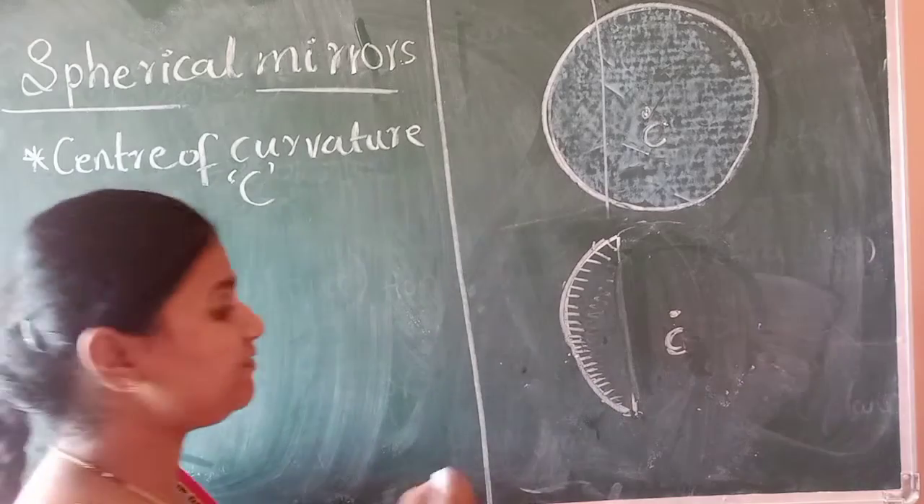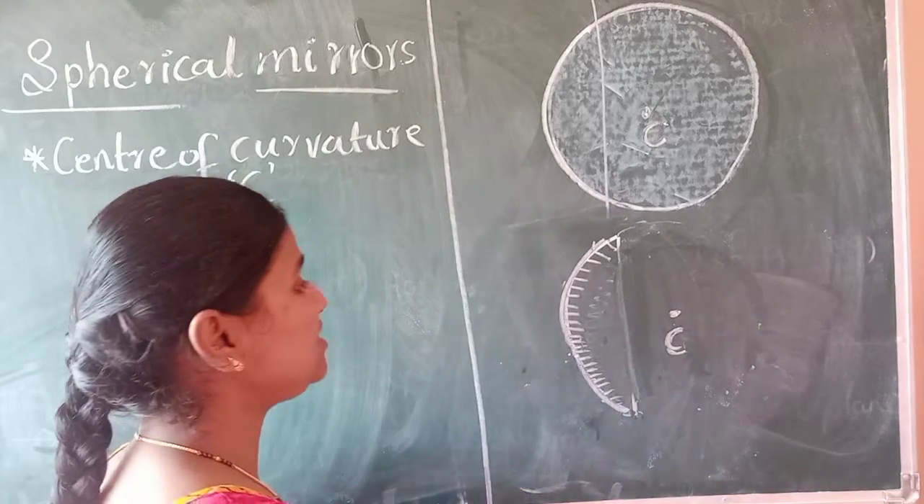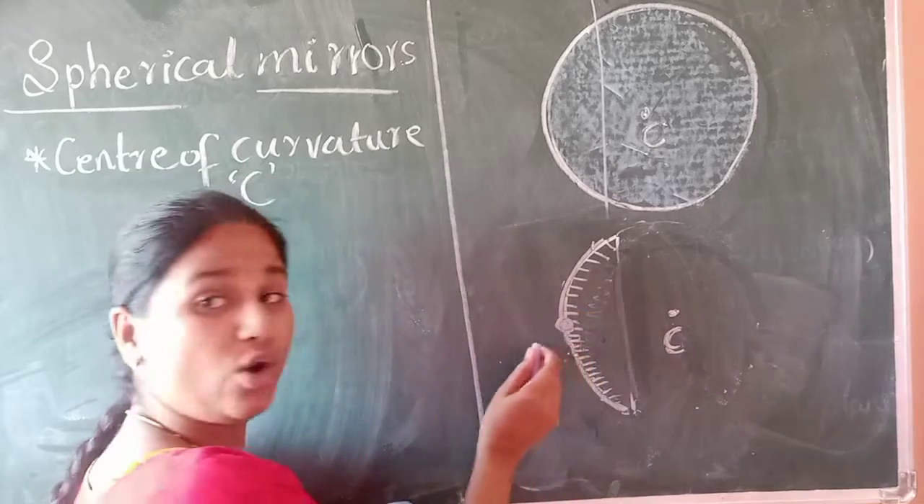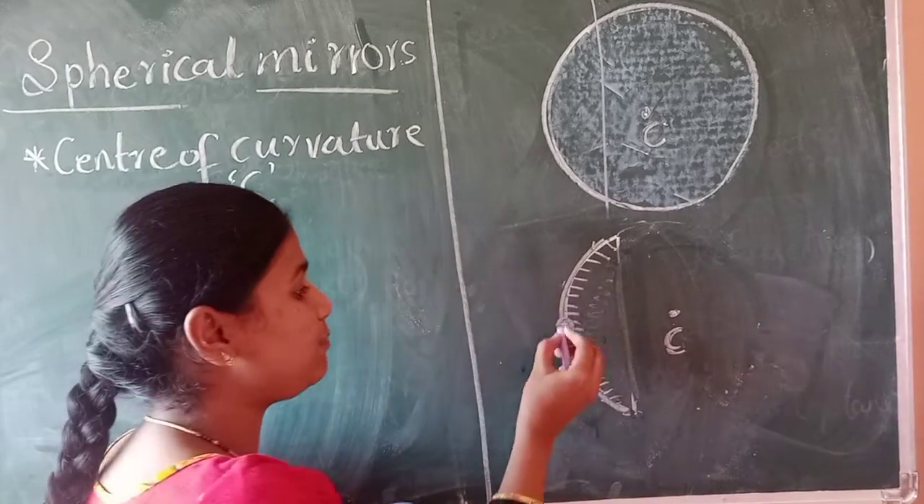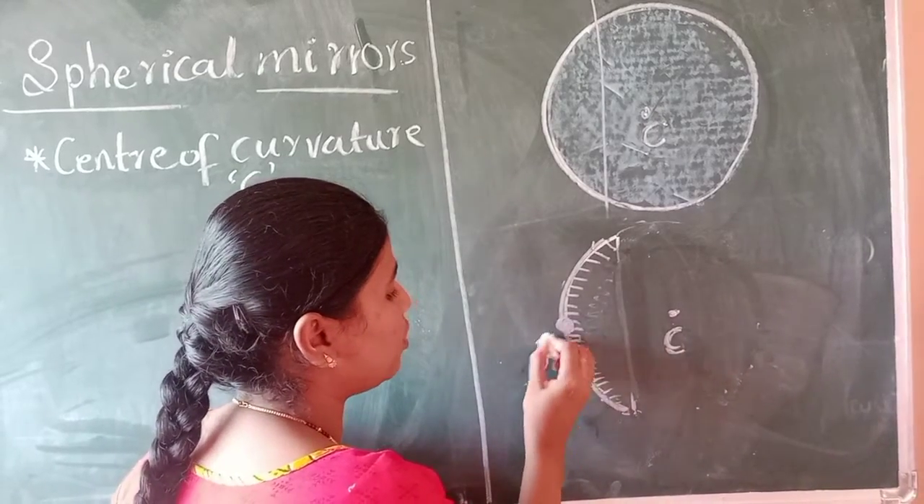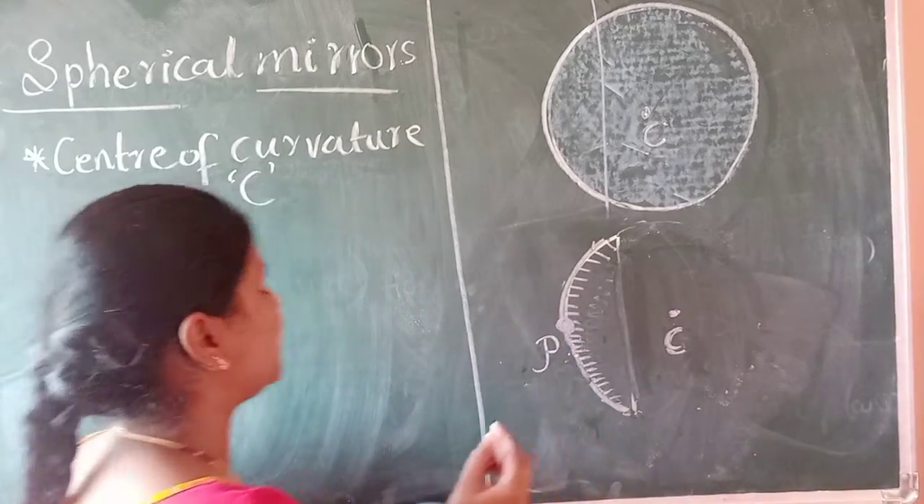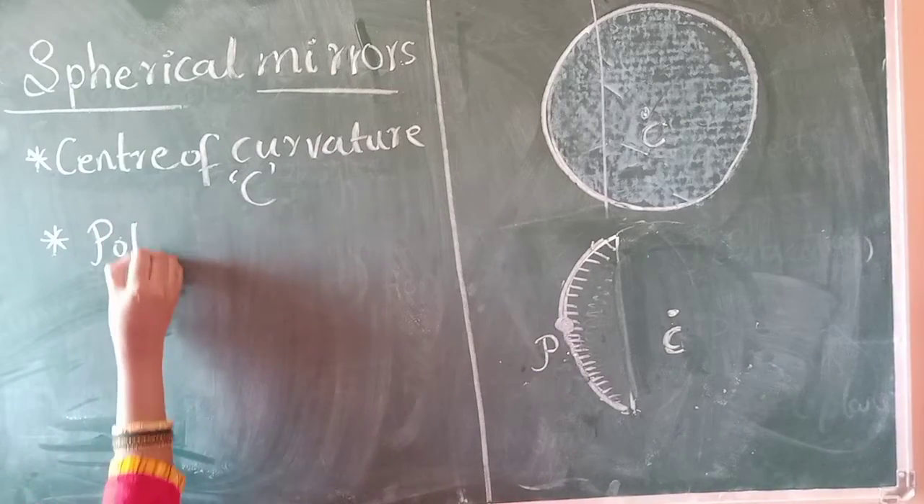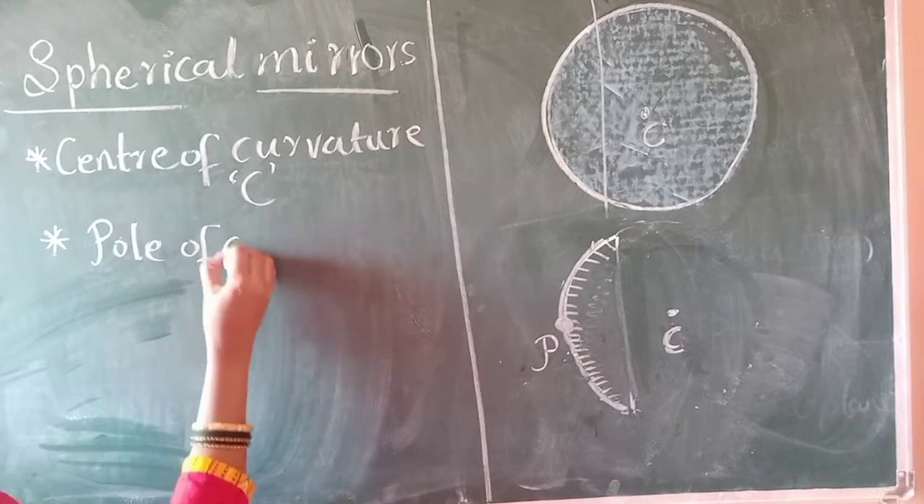Now consider the center point on the spherical surface. This center point is called P, or we can say the pole of a spherical mirror. It is called the pole of a spherical mirror.